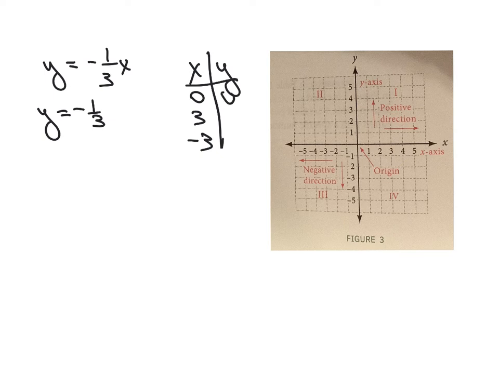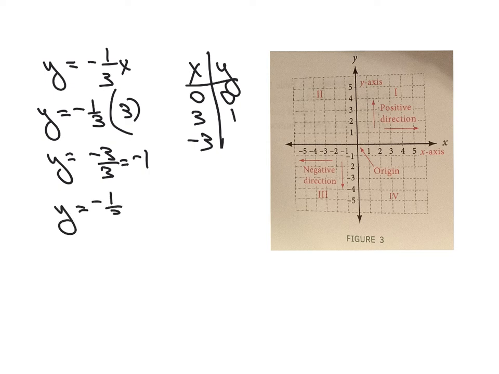Let me put my 0 back. Okay, let's try 3. Y equals -1 times 3 is -3 over 3, which equals -1. Let's try -1/3. Let's multiply it by -3. -3 times -1 is +3 over 3, which equals 1.